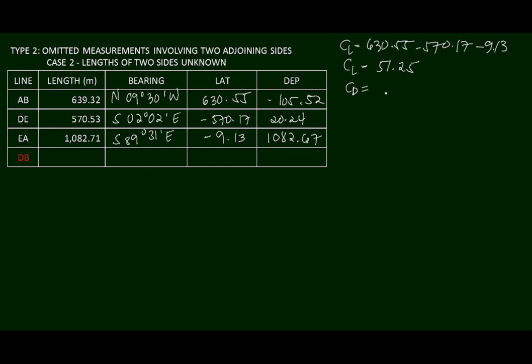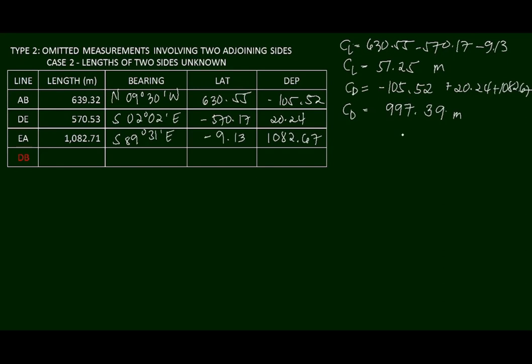For the correction ng DB, that is negative 105.52 negative plus 20.24 plus 1082.67. Ang lumabas sa aking calculator is positive 997.39 meters. Again, can you verify my answers?